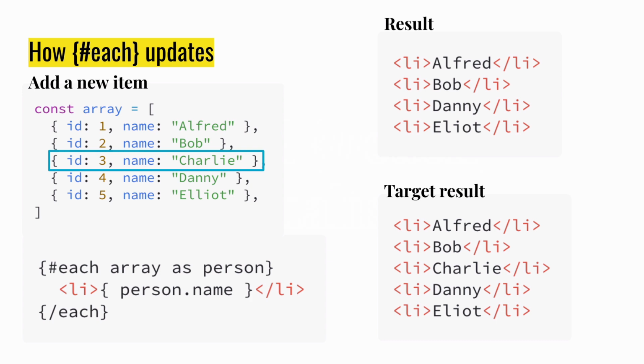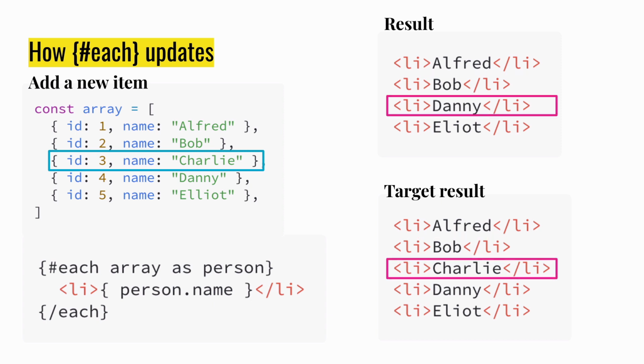Then we iterate through the target result. Right now we are looking at the first item, which is Alfred, and we compare it with the first item of the current DOM, what we have currently on the screen versus what we're gonna end up with. It looks the same, and the text content is the same as well. So we move on to the next one. The second item is Bob, exactly the same as what we have on the screen. So we move on to the next one.